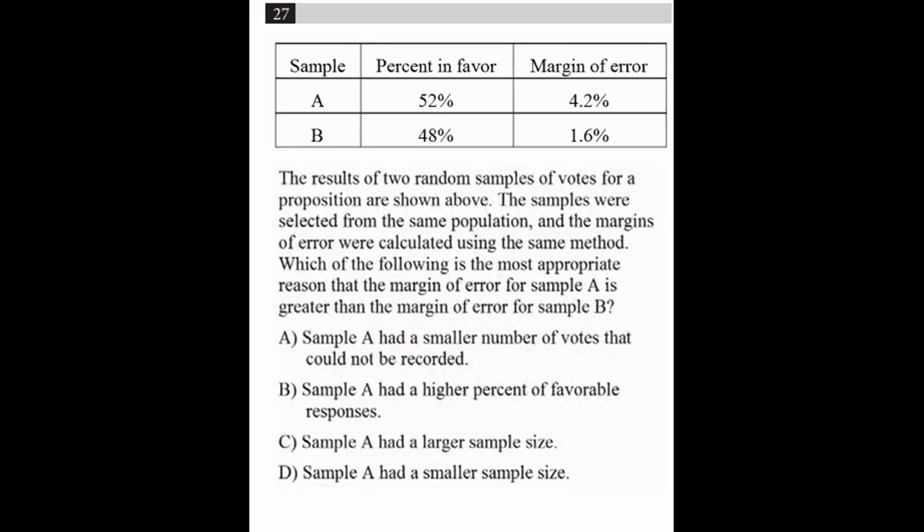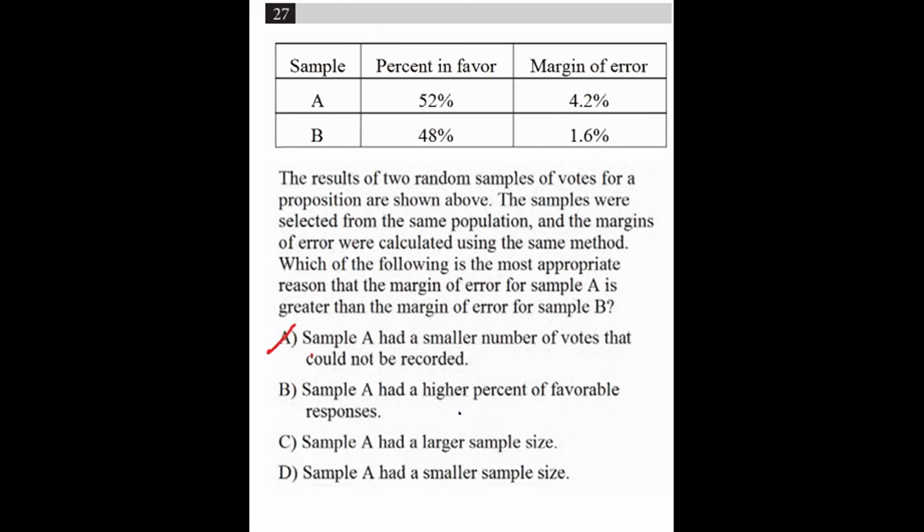Okay, so for question 27, we're given results of two random samples. They're selected from the same population and the margin of errors were calculated, which I found is the most appropriate reason that the margin of error for sample A is greater than the margin of error for sample B. So A says sample A has a smaller number of votes that could not be recorded. Well, how could a vote not be recorded exactly? So the correct answer is not A.